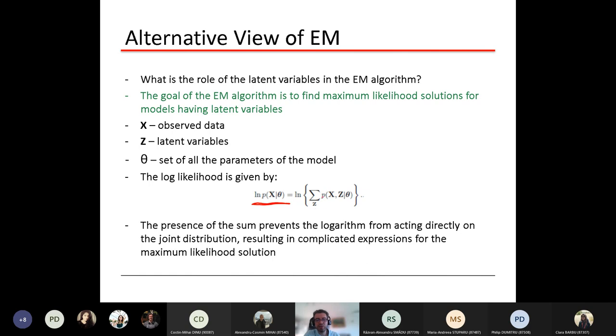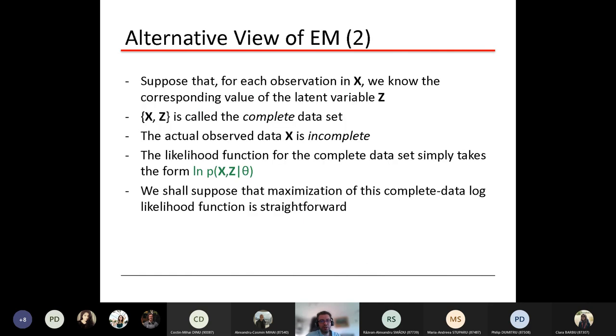you see the logarithm acts on a summation. So if we have the complete data set, the logarithm acts on a summation. The presence of the summation makes computing the log likelihood more complicated. You have seen we can do it for the mixture of Gaussian model, but for other models, it's going to be more complex to do it with algebraic methods. And we'd like to find a better way, and this is the general idea of expectation maximization.